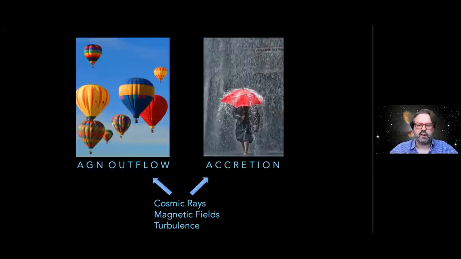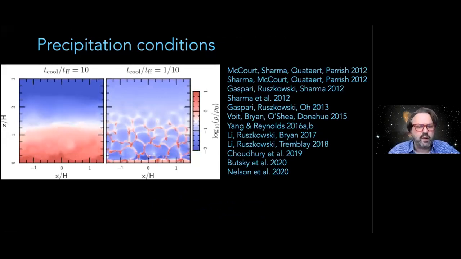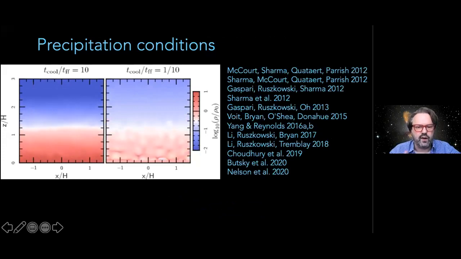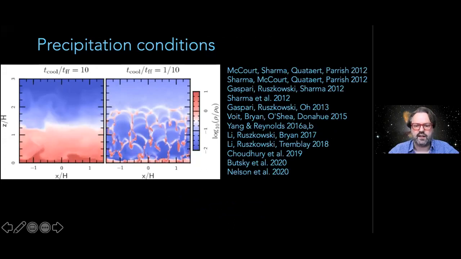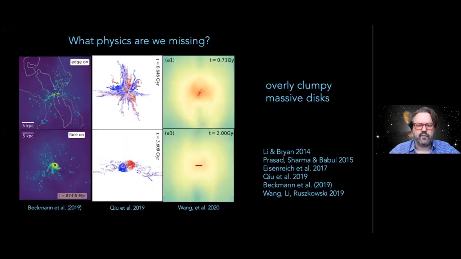Okay, let me switch gears a little bit. We talked about how things are getting out, and let's talk about how things are falling down and what role cosmic rays, magnetic fields, and turbulence can play here. So again, this has been going on for a while. This is an early simulation from Mike McCourt that shows that you can have precipitation and accretion of these blobs when cooling is sufficiently fast. And again, a number of people contributed to this result, and a lot of progress has been made since then.